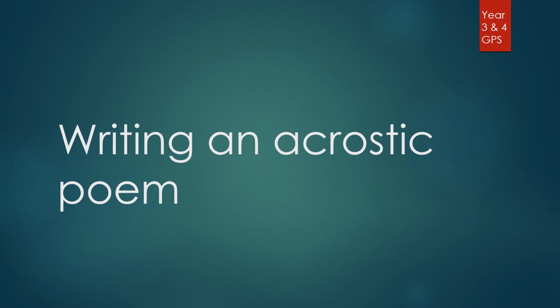Hello everybody. In this video we're going to learn how to write an acrostic poem. An acrostic poem is when the theme of the poem is spelled down the side of the page and the words or sentences then begin with each one of those letters. For example, if we wrote an acrostic poem about cats, we'd write cats down the side.